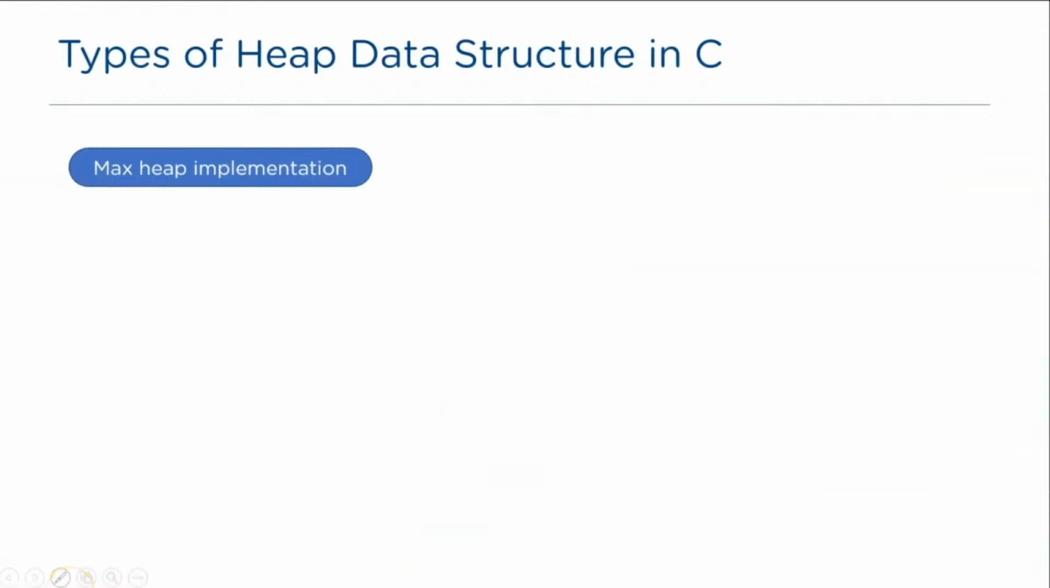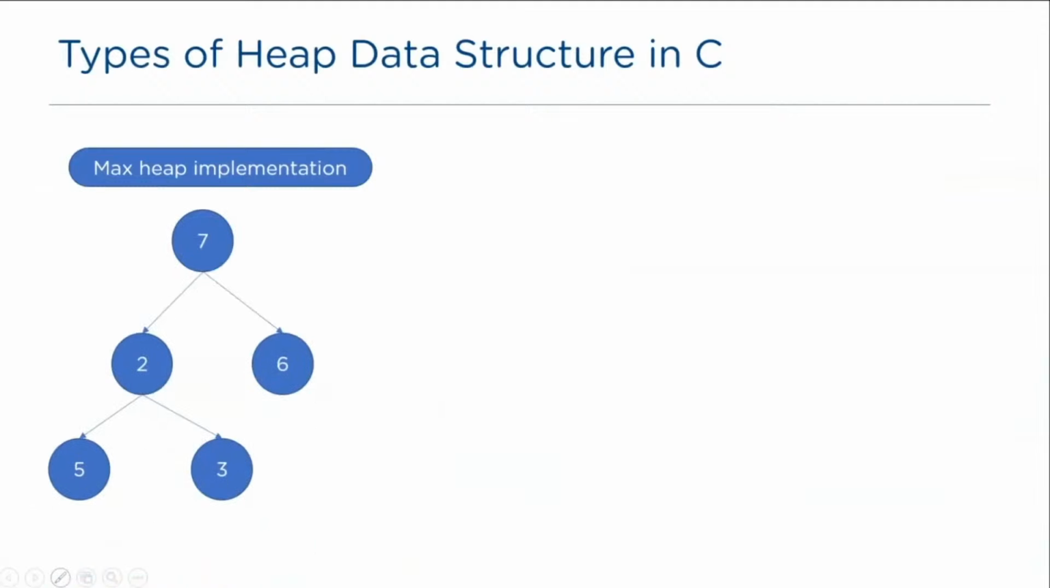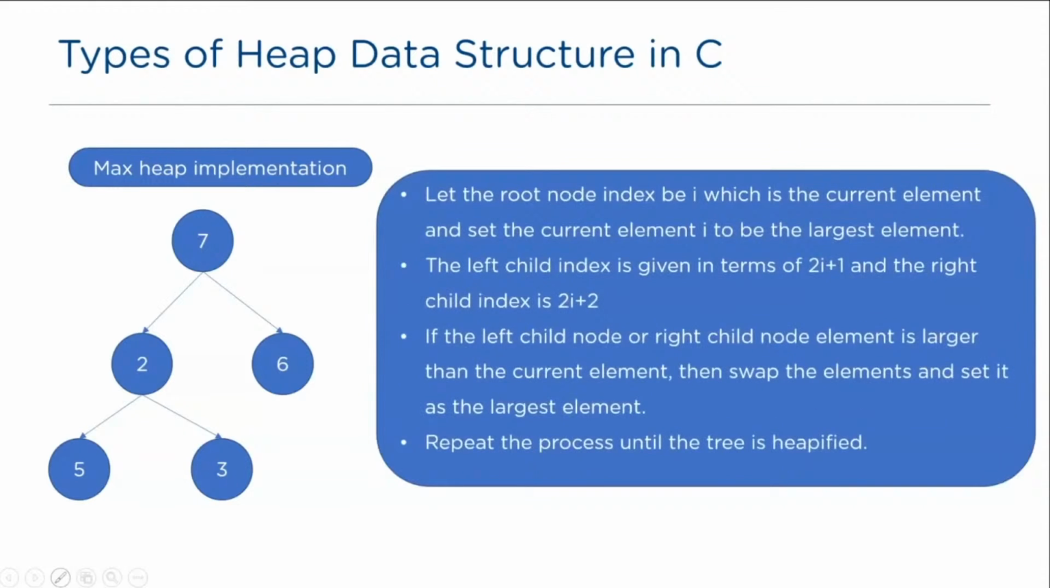Here we have an example. The heap elements are 7, 2, 6, 5 and 3. Now look at the steps to implement a heap. Let the root node index be I, the current element, and set the current element I to be the largest. In this given example, the parent node 2, of 5 and 3, is lesser than its children nodes. So heapify the heap. The left child index is given by 2i plus 1 and the right child index is 2i plus 2.